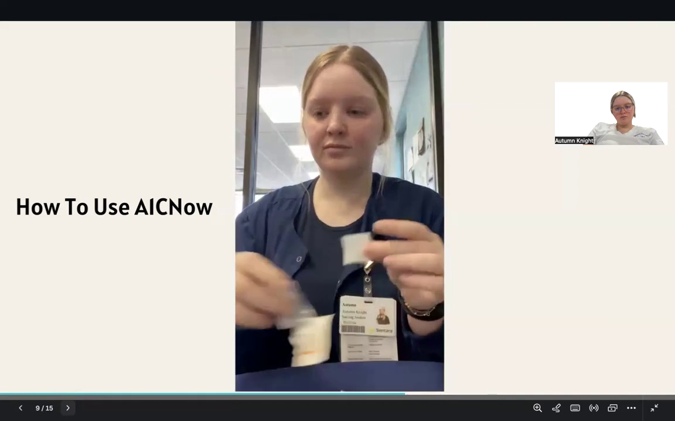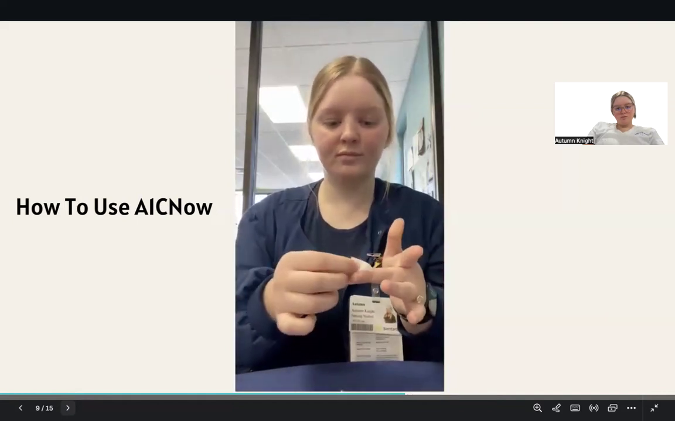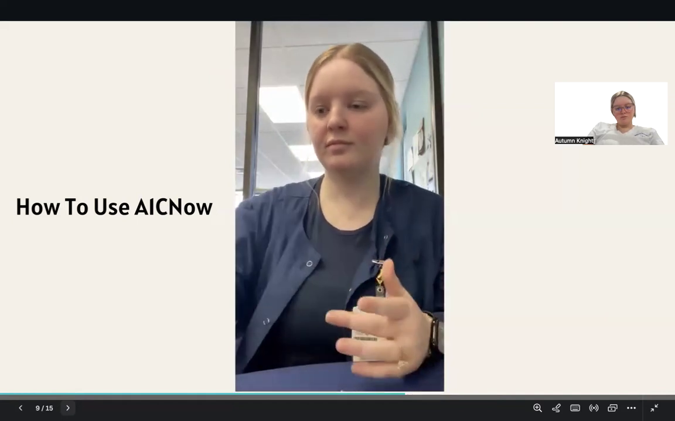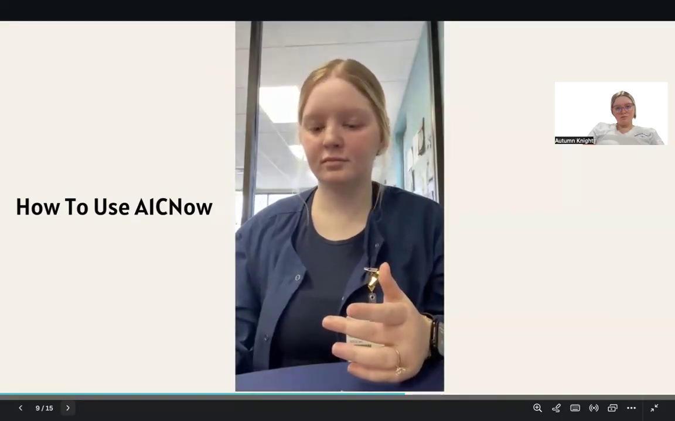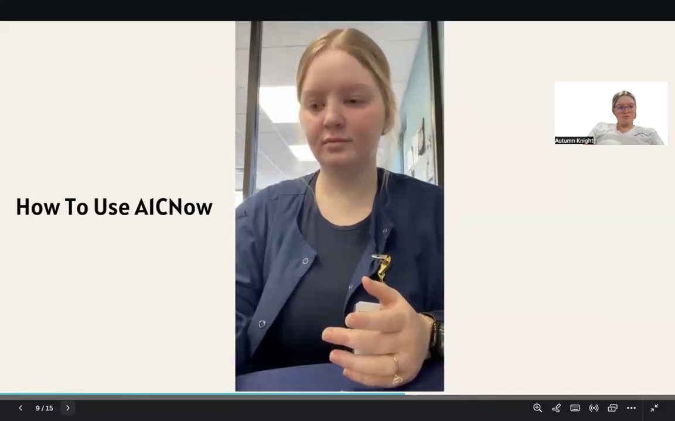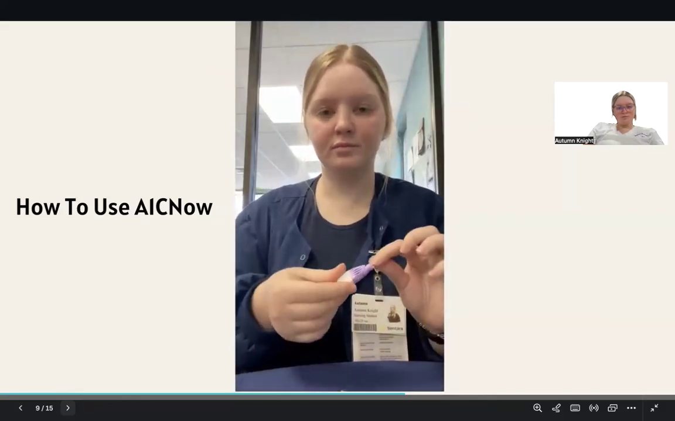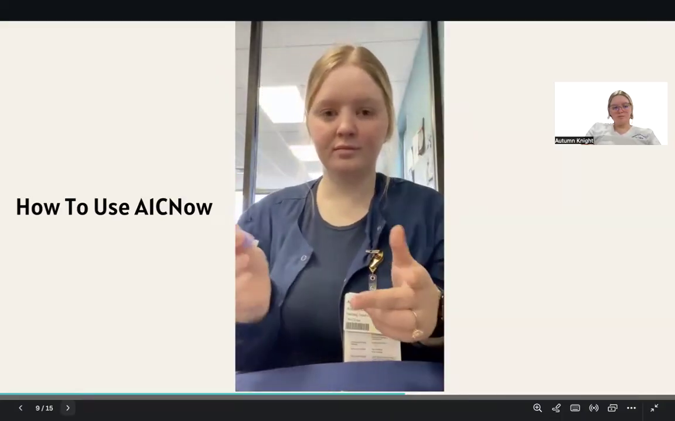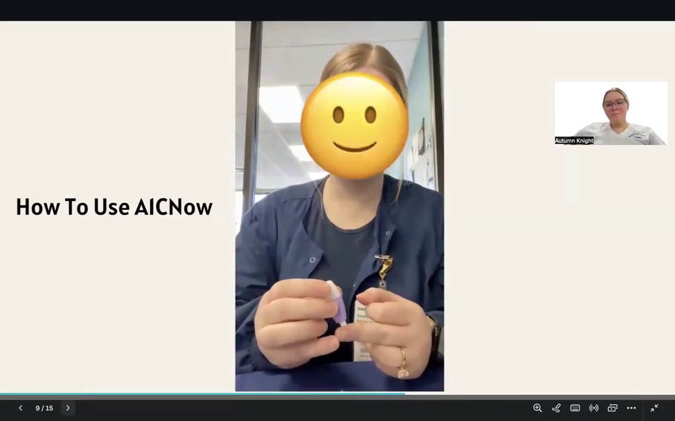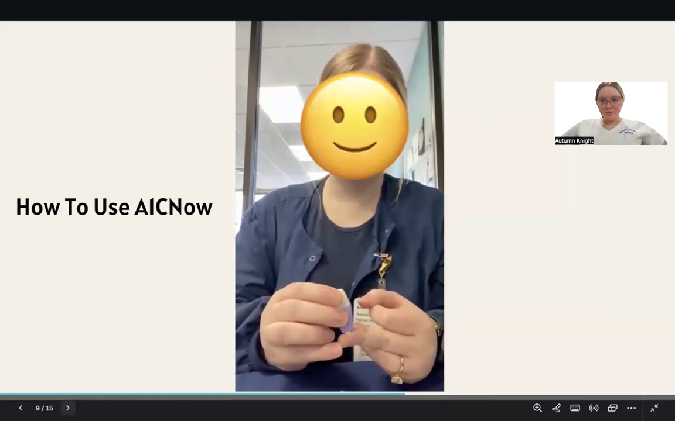You're also going to go ahead and grab your alcohol swab, your gauze, and your lancet. Right here, I'm just cleaning off the finger that I want to prick with alcohol and letting it dry for a couple seconds. I'm preparing my lancet, and then I'm going to do a quick stick.